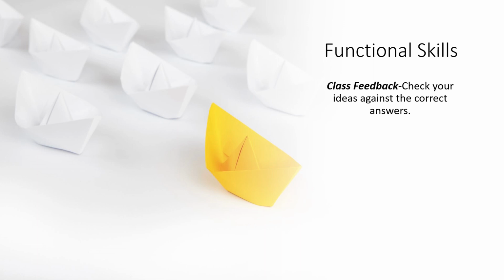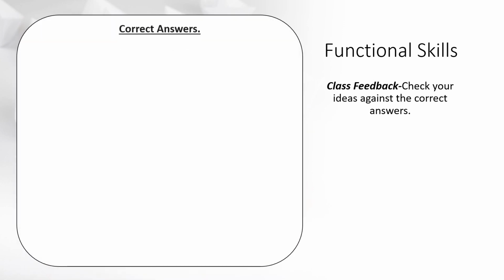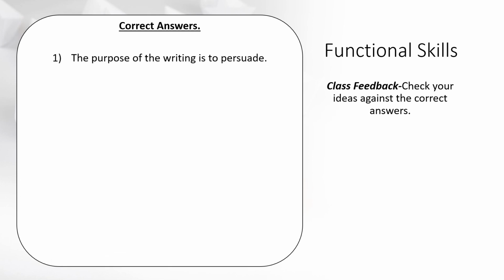Class feedback. Check your understanding against the answers below. So then for number 1, what is the purpose of the writing? The purpose of the writing is to persuade. They're trying to persuade the person not to go off and travel and actually to focus on their education. Number 2, what form is the writing in? So the writing has been produced in the form of an email.